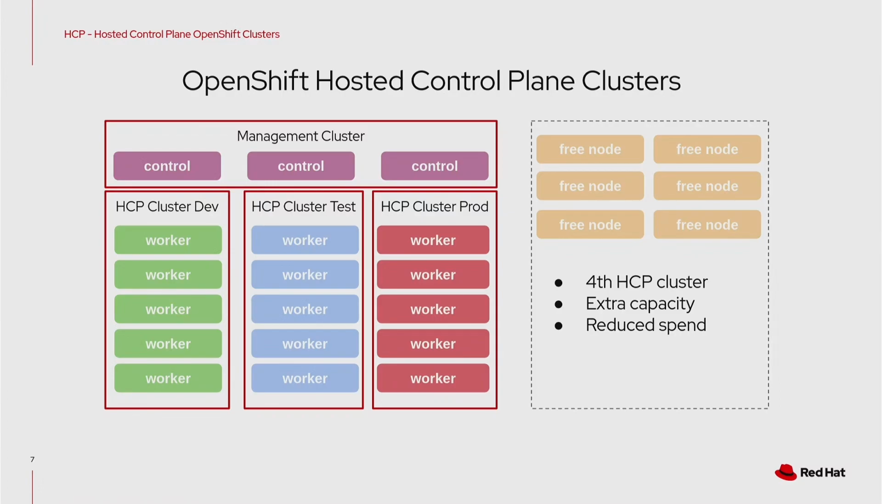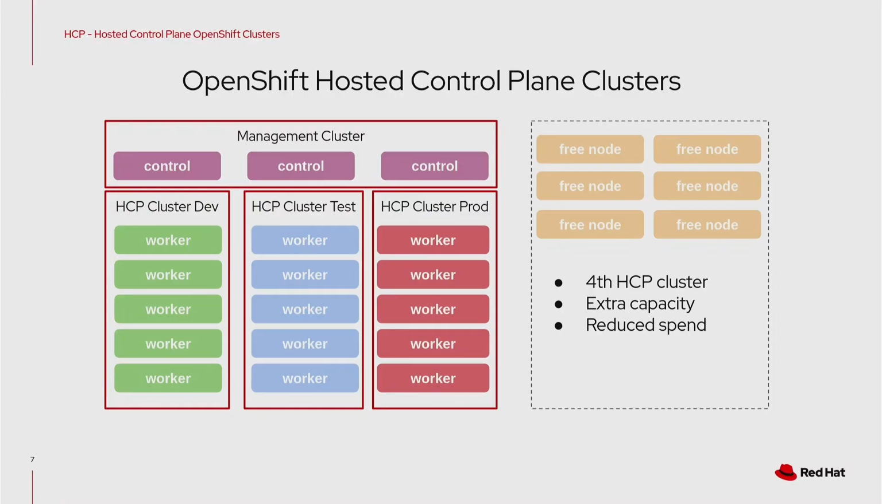And then what we can do is take those worker nodes that we had in the previous slide, and slide them into a scenario where I've still got 5 workers for each of those environments, but I'm only using 3 physical nodes to manage all the control planes, and it frees up 6 nodes on the side. Those 6 nodes could be an additional cluster that you might want to deploy.